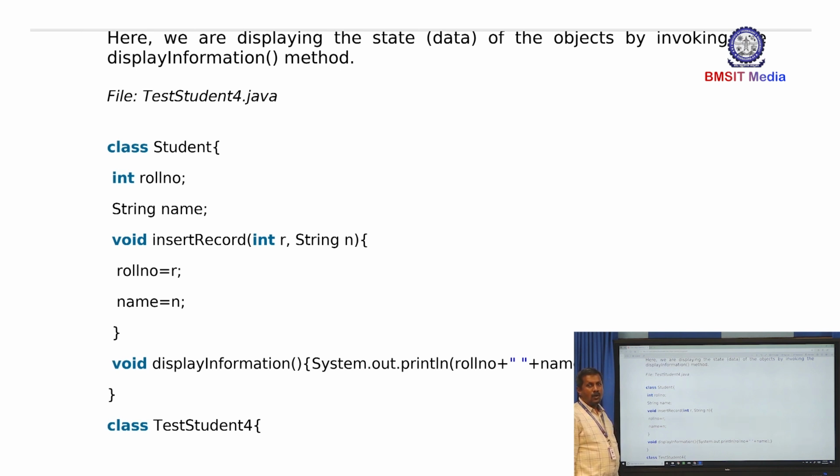So that is for one object. Similarly, if I want to initialize a second object, the code remains the same. The insert record method code remains the same. The only thing that is different is the parameters which are coming to the insert record method. So again, we can perform the initialization with the same method.